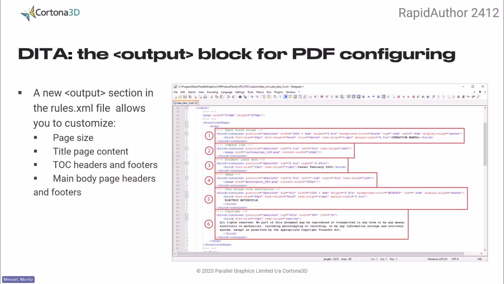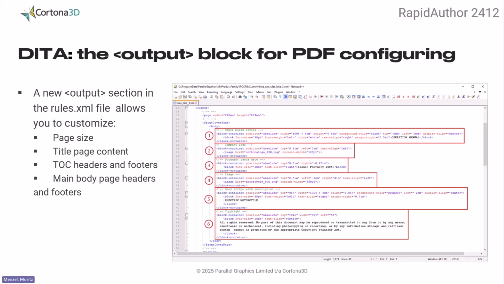First, you will probably want to create a separate file, say custom rules XML, so your custom settings remain intact after any future upgrades of RapidAuthor. To apply your custom rules, reference the new rules files in the topic to PDF XSL file located in the same folder as rules XML. The customization is then done in the output section of the rules file, as you can see here.